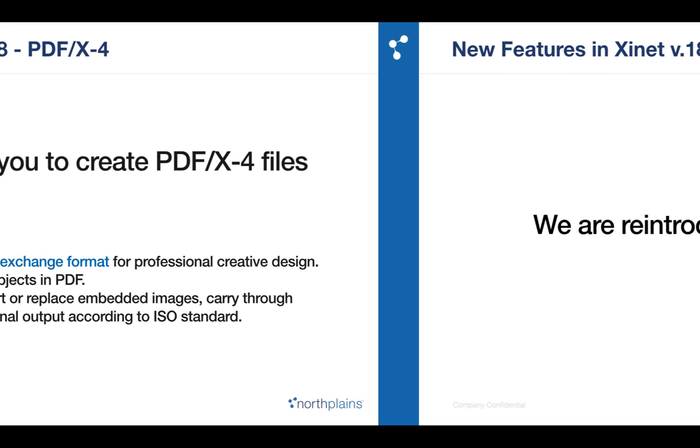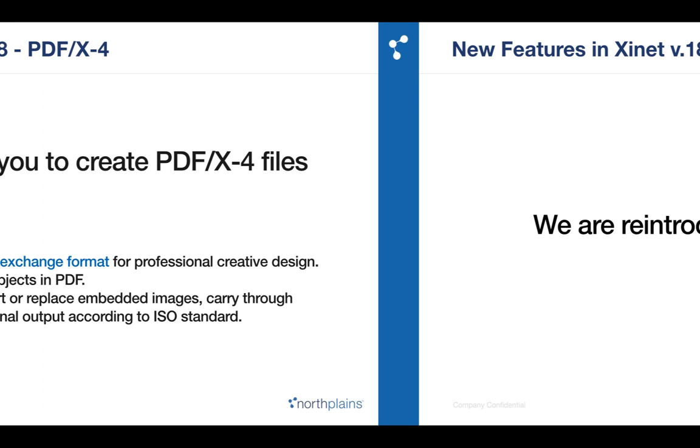The main difference over the older X3 standard is that transparent objects are okay. So PDFX4 can contain transparent objects. So there is no need to flatten PDF files anymore before you send them to the printer. And the reason behind this is that modern output RIPs, and that's been true for a longer time, that are based on the Adobe print engine, are capable of rendering or ripping those PDFs with native transparency much more reliably now than they used to. So we support those modern workflows with Xinet 18.